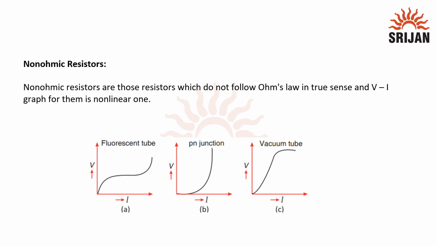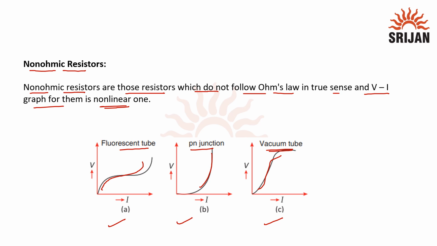Now let's understand about non-ohmic resistors. Non-ohmic resistors are those resistors which do not follow Ohm's law in the true sense, and the VI graph for them is non-linear. Here we can observe the non-ohmic resistors, fluorescent tube, PN junction and vacuum tube do not follow Ohm's law, and for them the graph is not linear, it is a non-linear one.